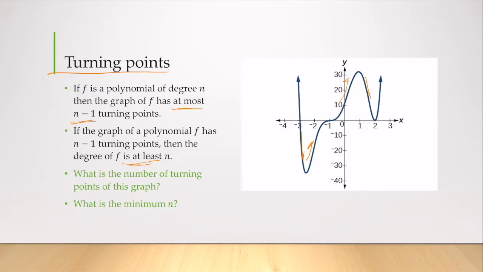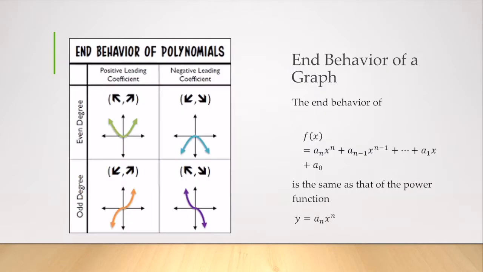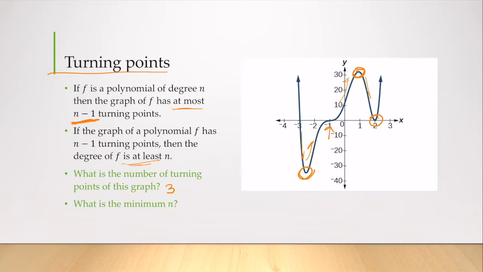Notice it's at most and at least. It could have less than n minus 1 turning points, and that would be okay too. So the number of turning points on this graph are 1, 2, 3. Note, this is not a turning point, it's a 0. So our minimum possible degree n would be 4.